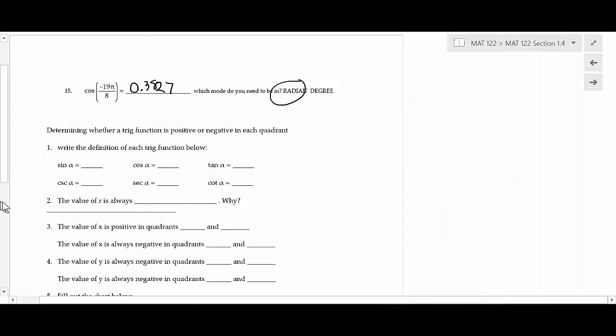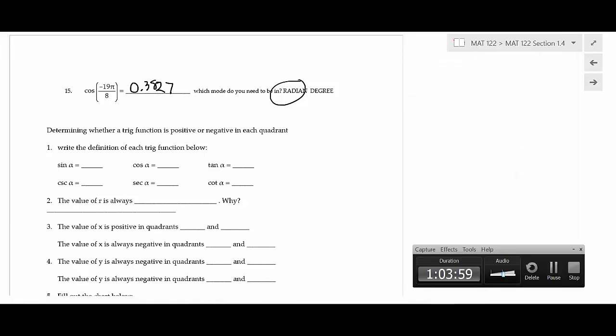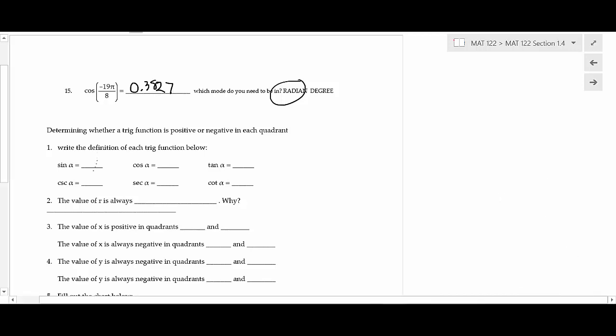Okay, next thing we want to go ahead and look at is a little bit more with the calculator still. So let's kind of review our definitions. So let's write these down. You want to get these as fast as possible. The sine's y over r. Cosecant's the reciprocal. Cosine is x over r. Secant's r over x, tangent's y over x, cotangent's x over y.